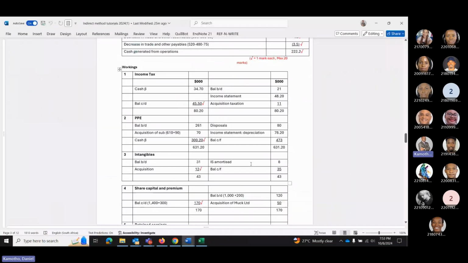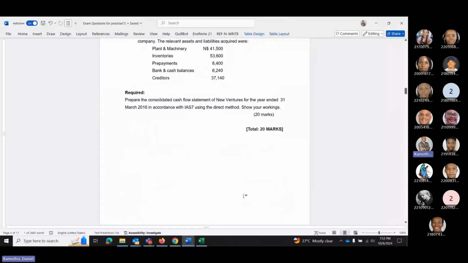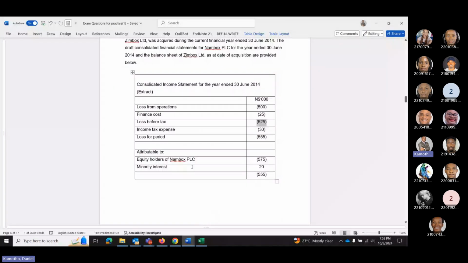We have transferred, where is the question I'm dealing with? Is it this question? Yeah, it's this one. We have transferred income tax expense. We have reversed that. So we are ideally back at 500.